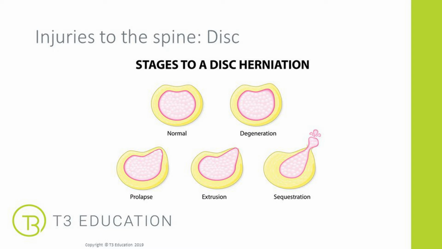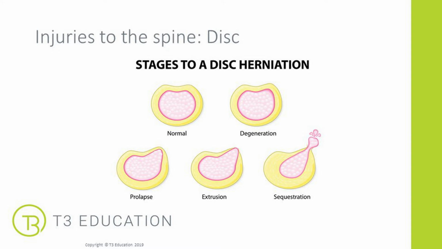So with a disc herniation, there are many stages to that herniation, and it starts with degeneration, which happens as we age to everybody, unfortunately. The next stage is a prolapse, where the disc has just started to protrude out slightly towards the borders of the vertebra.